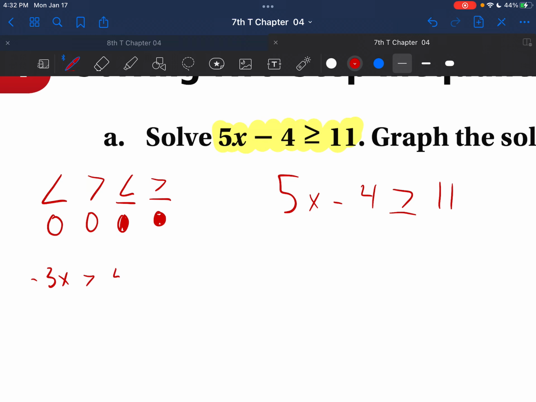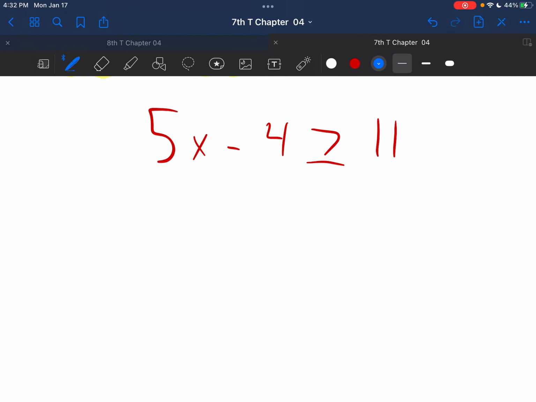All right. Let's say we have a question like this: negative 3x is greater than 4. Remember, if you divide or multiply by a negative, the sign flips. So this turns into a less than sign, and then we divide by negative 3. Just don't forget that when we do today's lesson. Here we go. Let's solve.